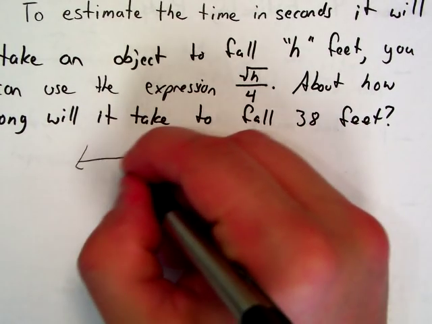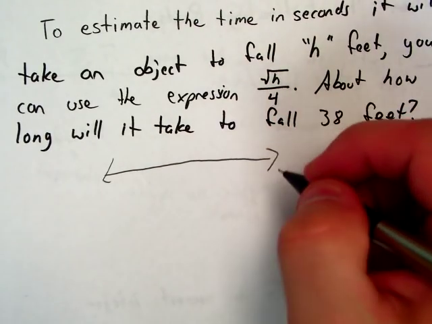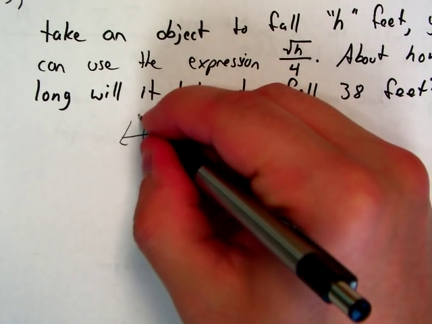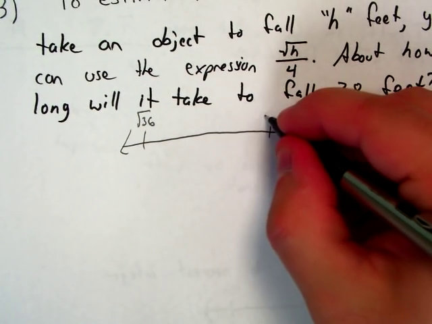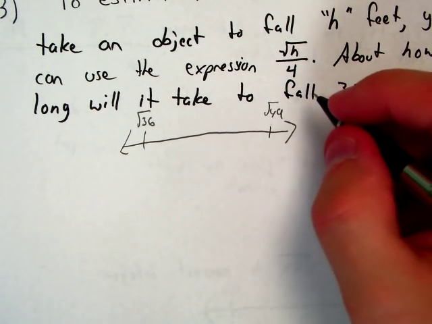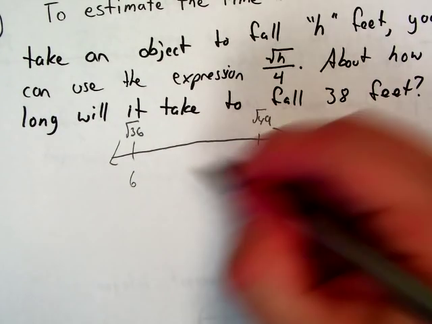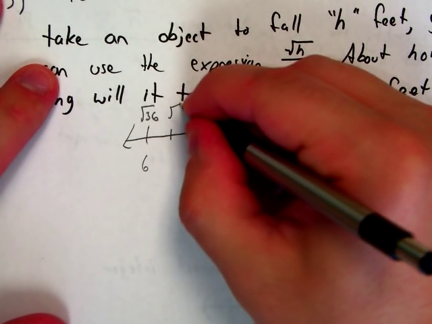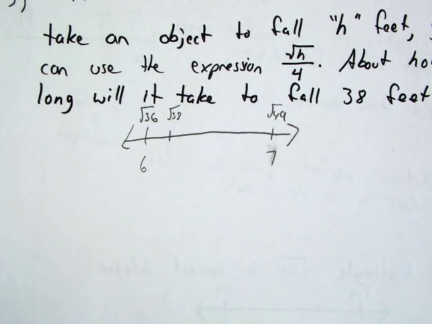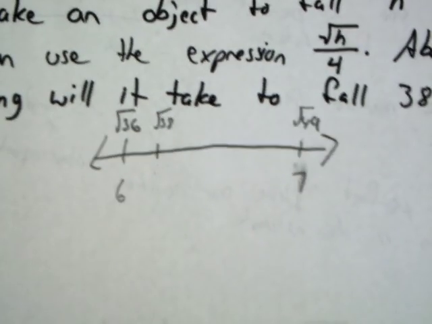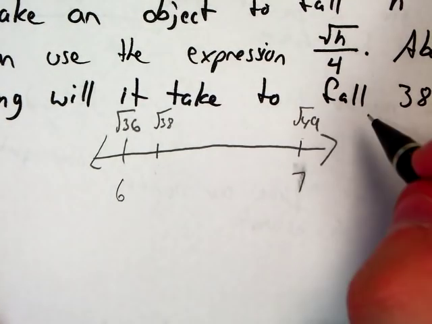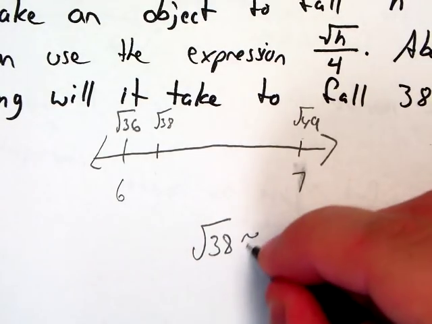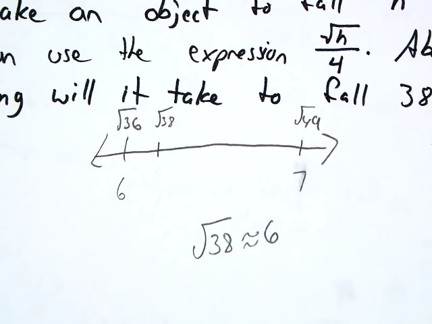So, same exact process. We're going to create a number line. 38 is between 36 and 49. Square root of 36 is 6. Square root of 49 is 7. Square root of 38 is really close to the square root of 36 because 38 and 36 are really, really close to each other, while the square root of 49 is kind of a distance away. So the square root of 38 is going to be about 6.